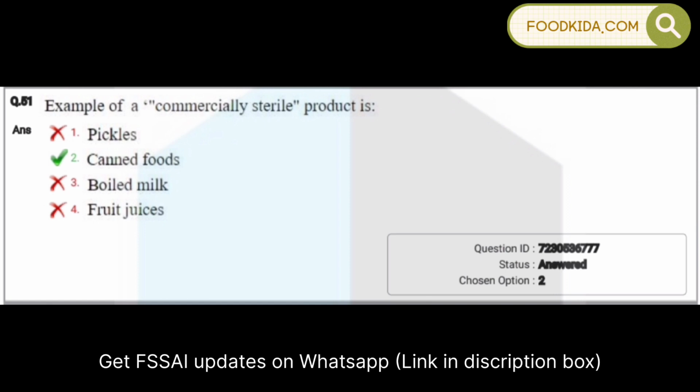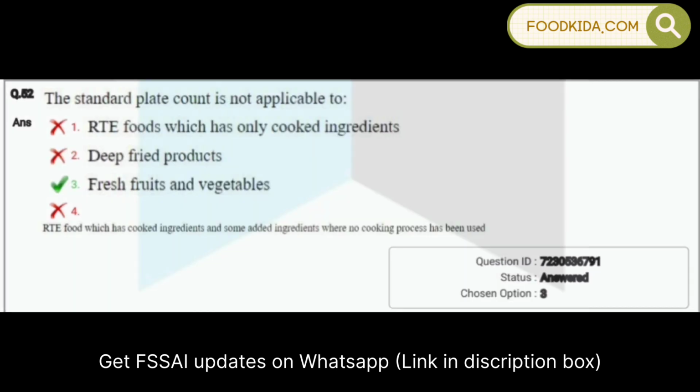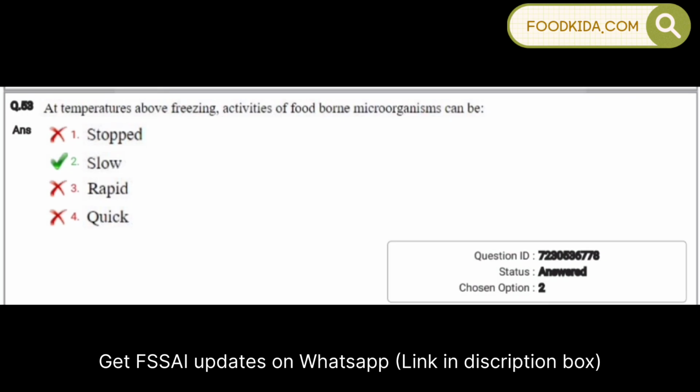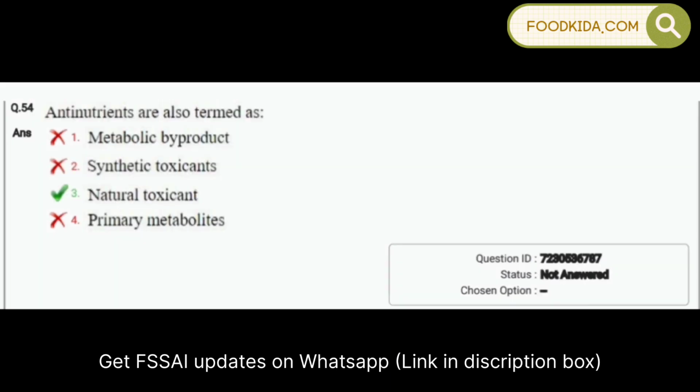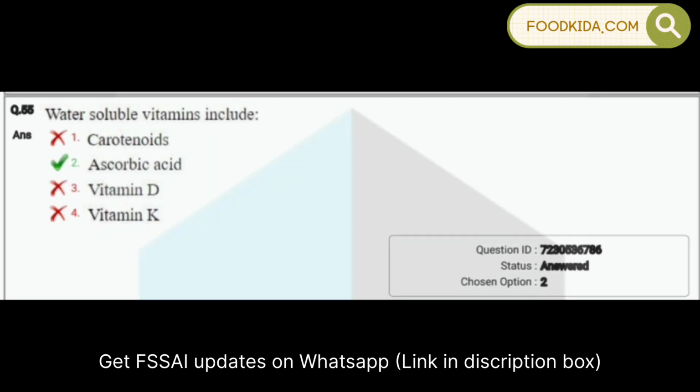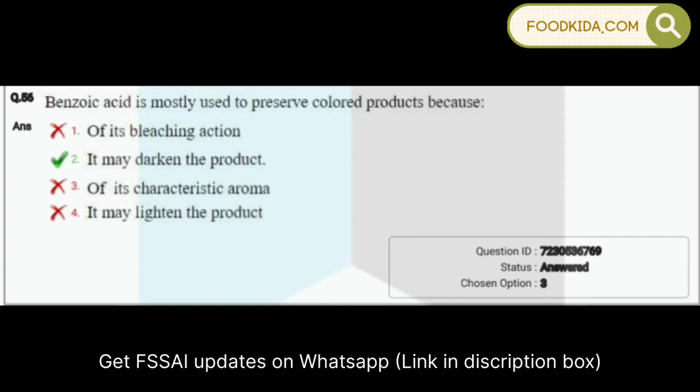Example of a commercial sterilized product is canned food, because canned food is commercially sterilized product. The standard plate count is not applicable to fresh fruits and vegetables. At temperature above freezing, activities of food-borne microorganisms can be slowed down. So answer is slow. Anti-nutrients are also termed as natural toxicants. Water-soluble vitamins include ascorbic acid, which is vitamin C. Benzoic acid is mostly used to preserve colored food product because it may darken the product.